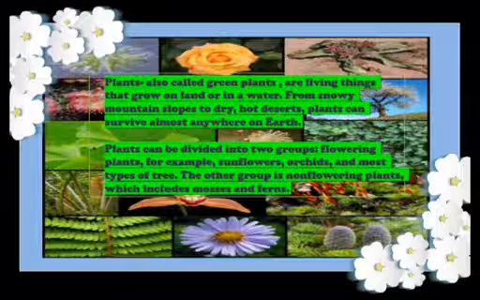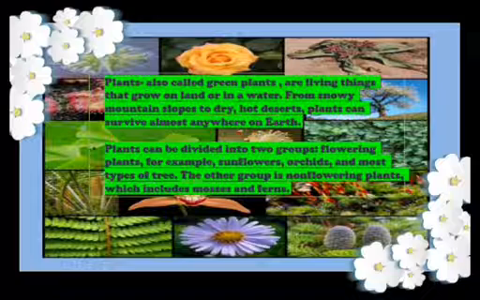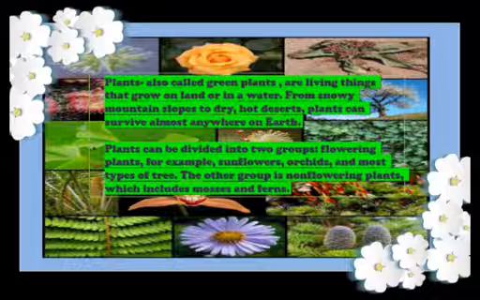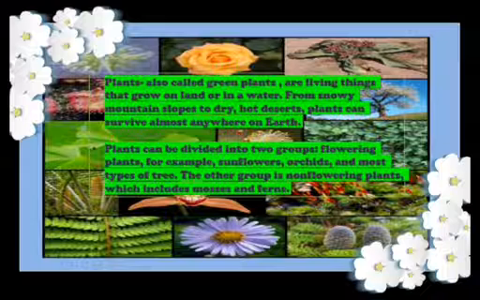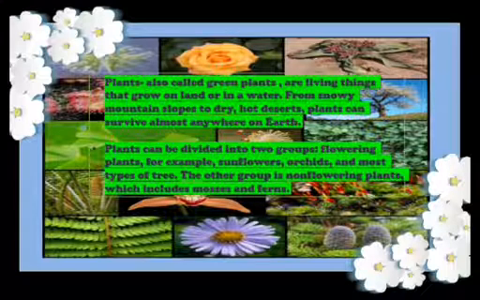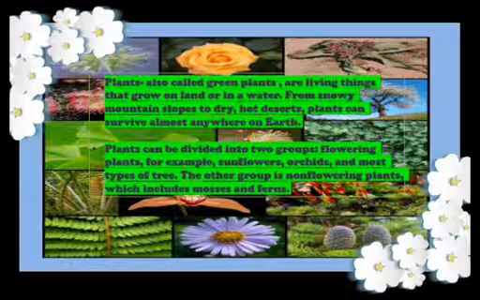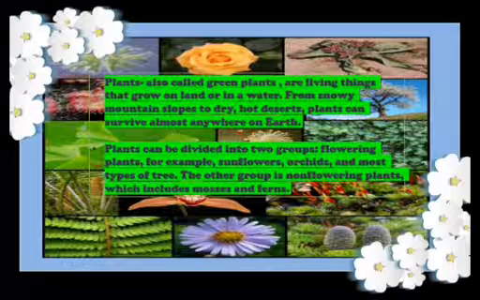Then, plants can be divided into two groups: flowering plants and non-flowering plants. So ano nga ba yung mga flowering plants? From the word flowering, it means they have flowers. Examples of flowering plants are sunflowers, orchids, and most types of trees. Then the other group is non-flowering plants, meaning yan naman yung mga plants na hindi nagbubulaklak or walang flowers. This includes the mosses and ferns.